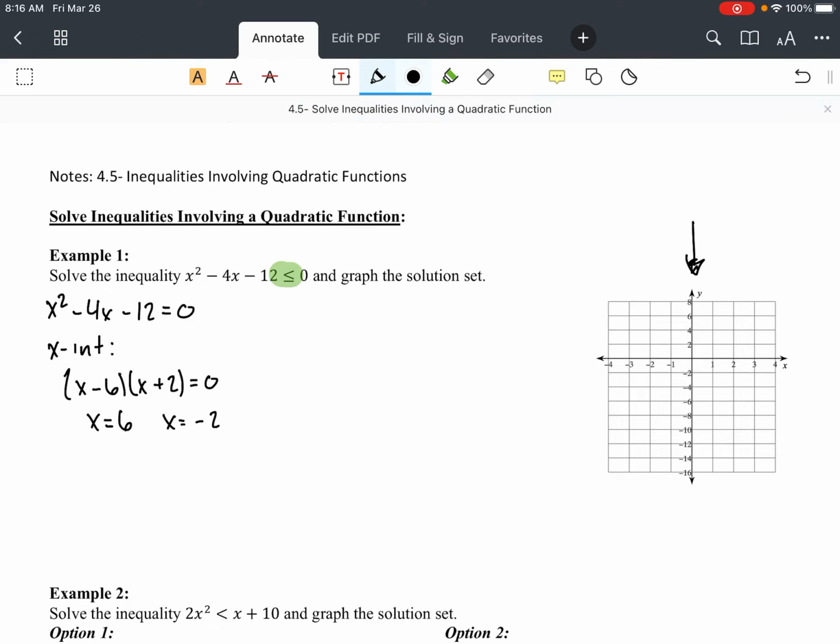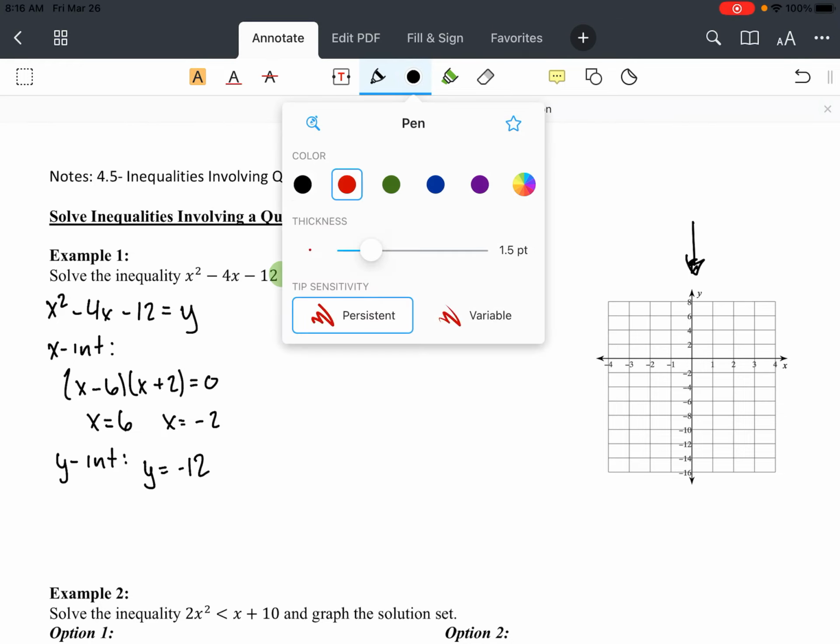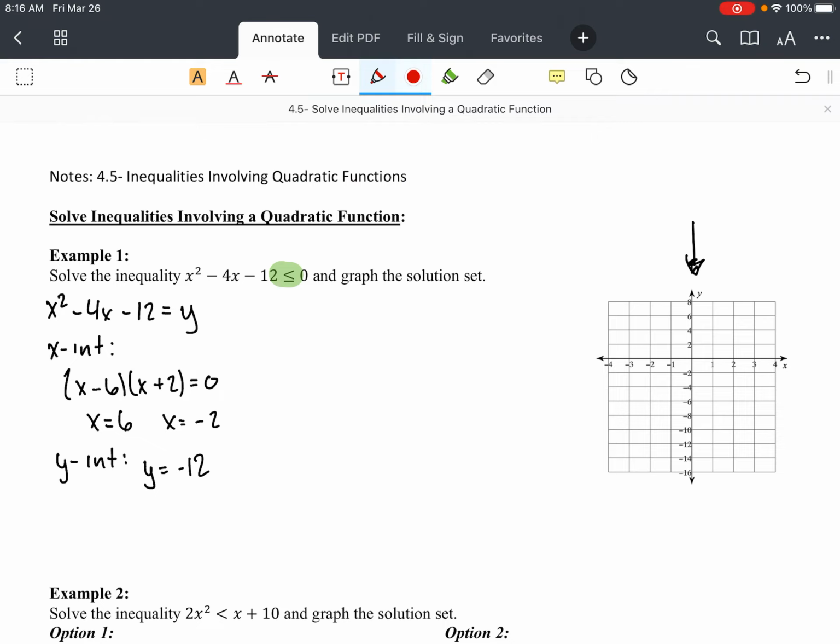Okay, we're going to do the same thing with the y-intercept. The y-intercept is where x is 0, so we're going to say in this case that y is equal to this stuff. So the y-intercept is going to be at negative 12. So y equals negative 12. Right, and so I'm going to go ahead and plot these 3 points on my graph. So I've got 6, which would be somewhere over here. I've got negative 2, which is somewhere over here. And then I've got negative 12 somewhere in here.